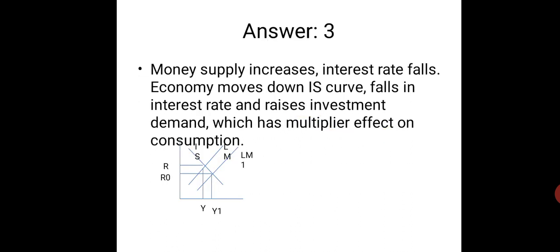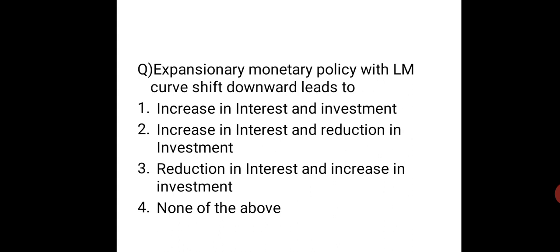So the LM curve has shifted downward to LM1. You can see that when it is shifting downward, the rate of interest has reduced from R to R0, and income has increased from Y to Y1, creating a multiplier effect on consumption. So the answer will be 3, where there is a reduction in interest rate and increase in investment, leading to an increase in income.